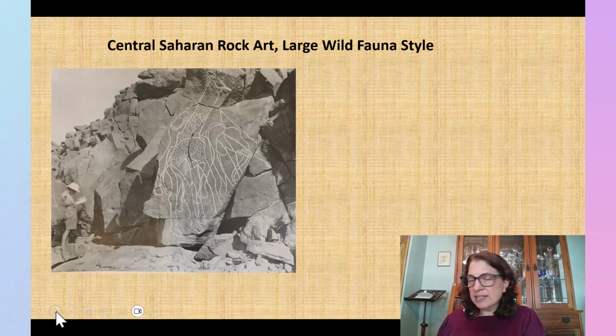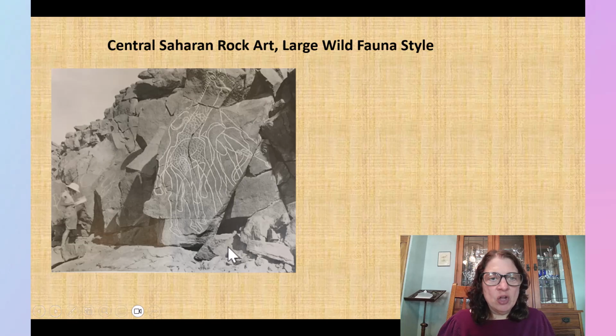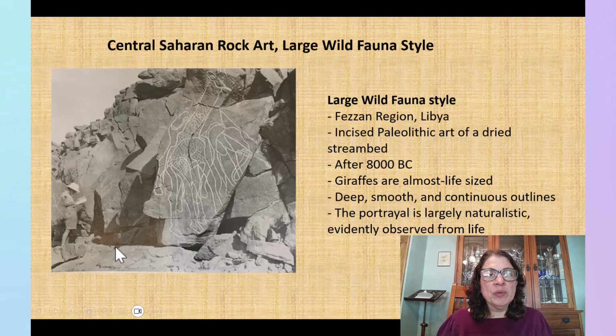And here's my first example of the rock art. This is referred to as the large wild fauna style. So take a minute and see if you can figure out, what is this? Or what are these? They are actually animals, and they are animals that we think of when we think of Africa. Giraffes and elephants. They're overlapping one another, so it's a little hard to see, but here's a person. So we can see that the animals are actually approximately the correct size.